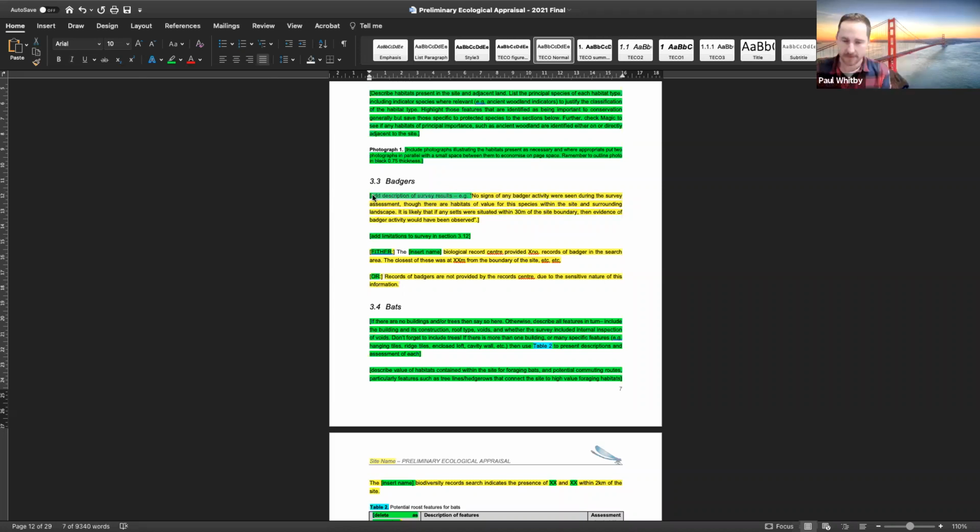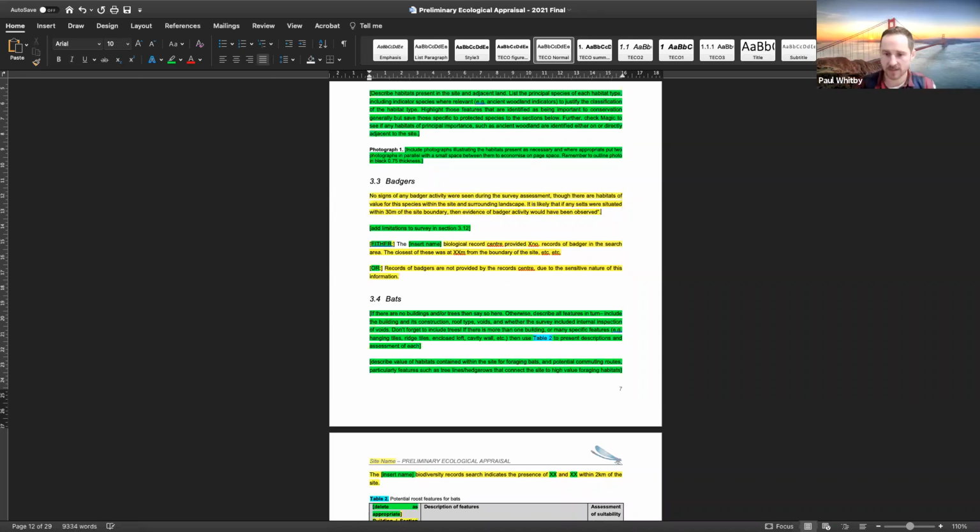Let's remove that. Does the example text match the description of my site? So, no signs of any badger activity during the survey assessment, but there are habitats of value for this species within the site and surrounding landscape. Right, I might need to change that because actually there wasn't any suitable habitat within the context of the site because it was a residential property right in the middle of Croydon. There was a high concrete wall around the garden, let's say. No, it's not appropriate, so I'll just need to delete that text and edit it and change as necessary.